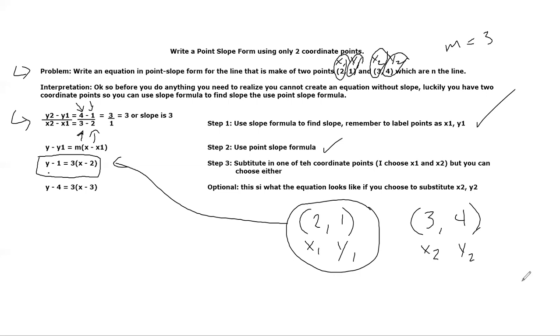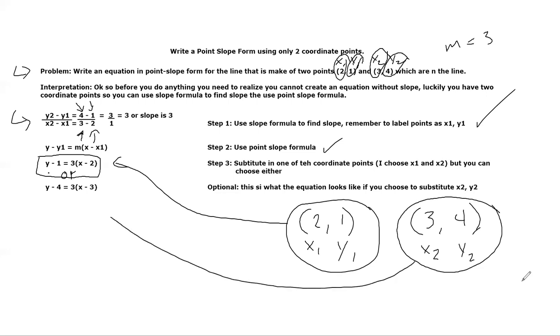There's an alternative formula down here, right? What if you decided, you know what, I don't like X1, I don't like the look of that one, it looks really suspicious, whatever, you can use the other one, right? And if you use the other one, the equation is y minus 4 is equal to 3x minus 3. And that's it. Believe it or not, either or is correct.